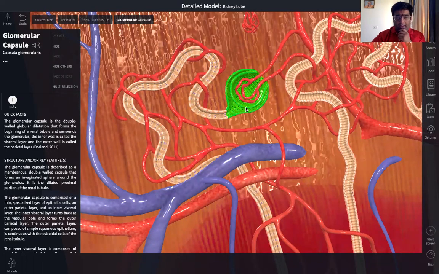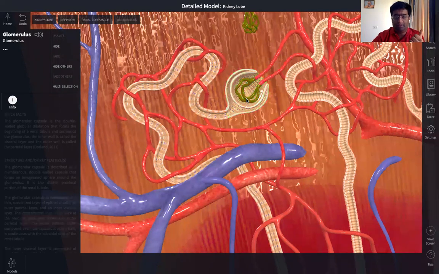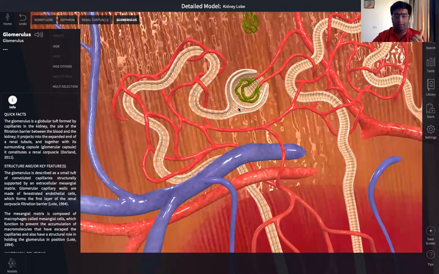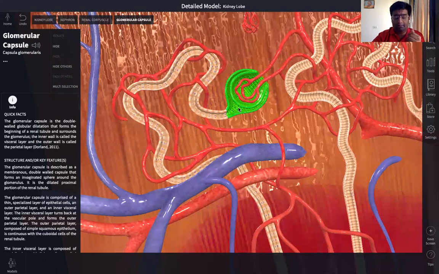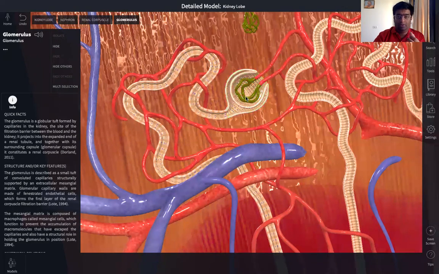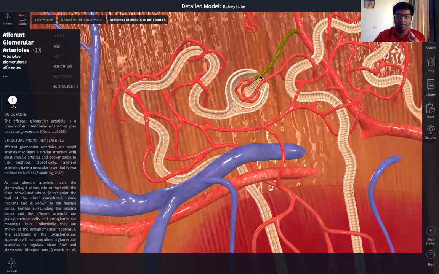So what you see highlighted right now in green is the Bowman's capsule, which is part of the Malpighian body. The Malpighian body consists of two things, the glomerulus, which I'm now highlighting, and the Bowman's capsule. The Bowman's capsule is a cup-shaped structure with a concavity in which the network of capillaries called the glomerulus lies lodged within it. Now, this glomerulus is formed by the division of the afferent arterioles.